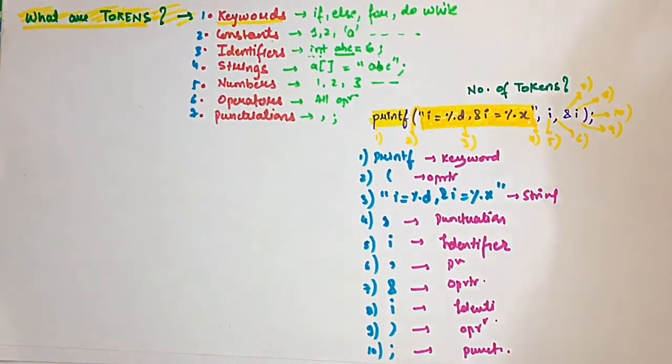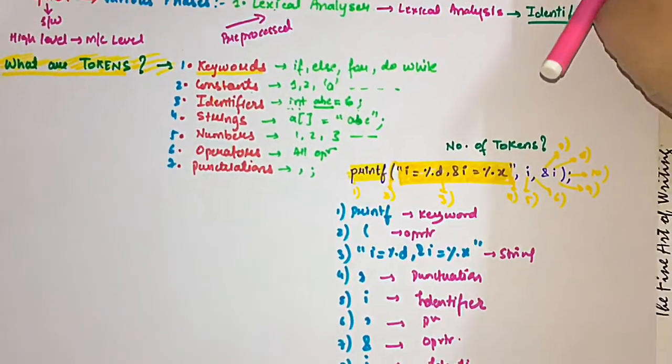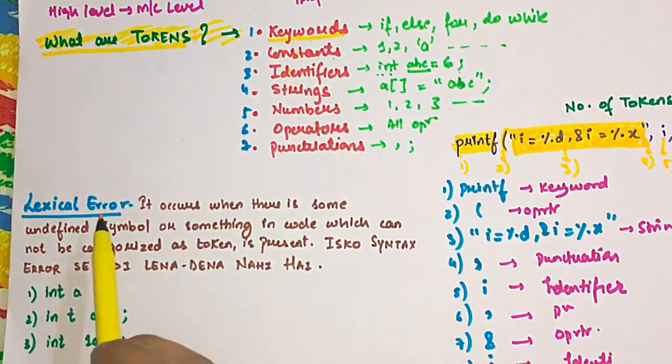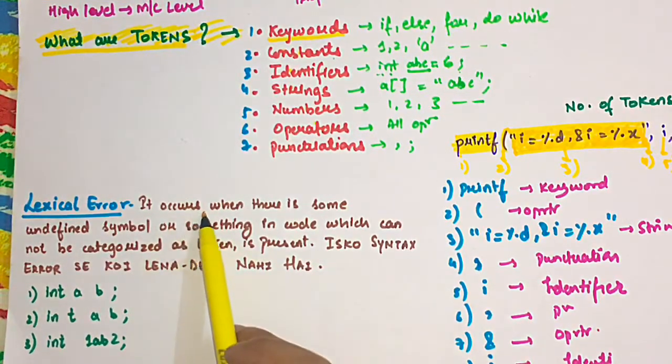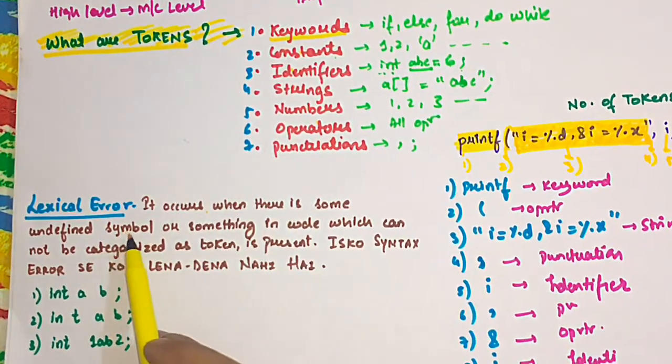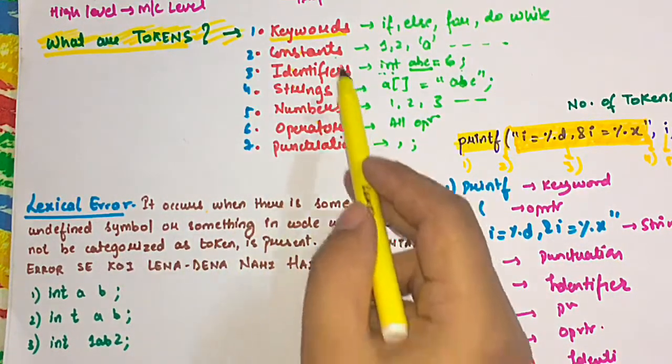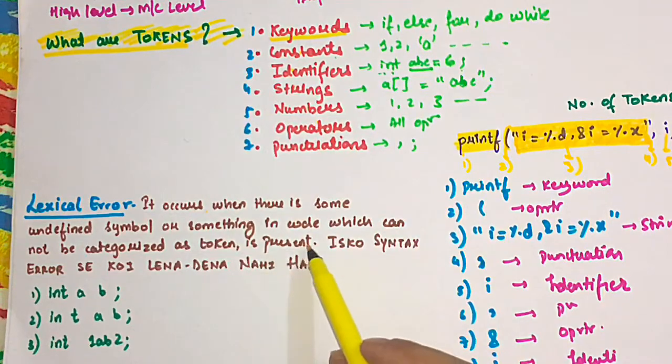Now I will explain 2-3 examples in which you have to find whether it will throw a lexical error or not. So let's quickly see the definition of lexical error. It occurs when there is some undefined symbol or something in the code which cannot be categorized as a token.